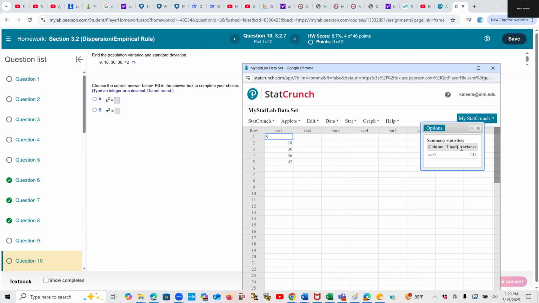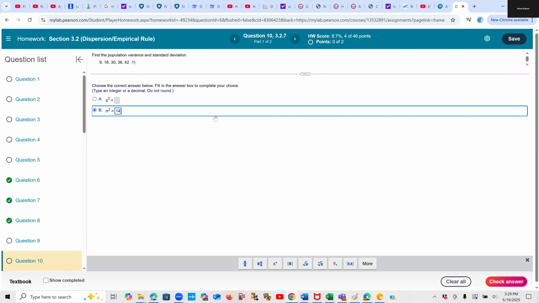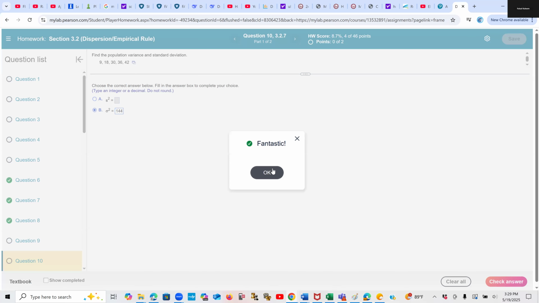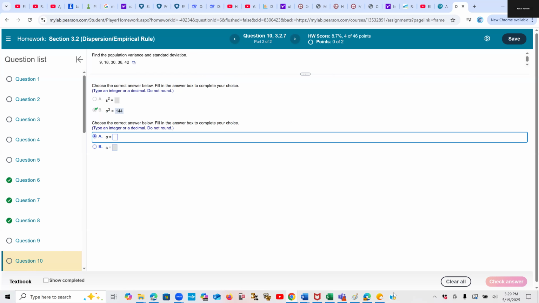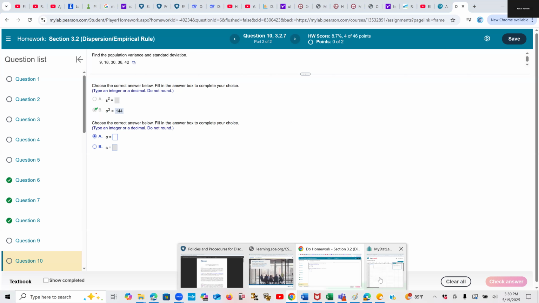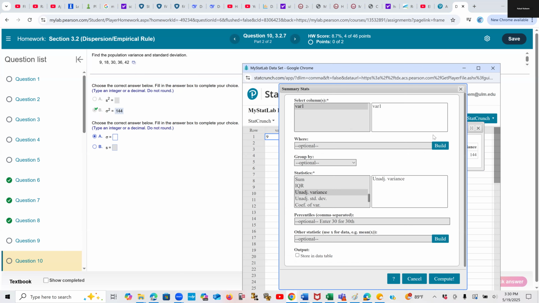So it's 144. And for population variance, the symbol is sigma square. So sigma square is 144. Similarly, now we want the population standard deviation, and for it, the symbol is sigma. Statcrunch calls it unadjusted standard deviation. So you can do Options, add it to go to the main screen. Now we need the population standard deviation, which according to Statcrunch is the unadjusted standard deviation. So we select it from here and compute. And that's 12.